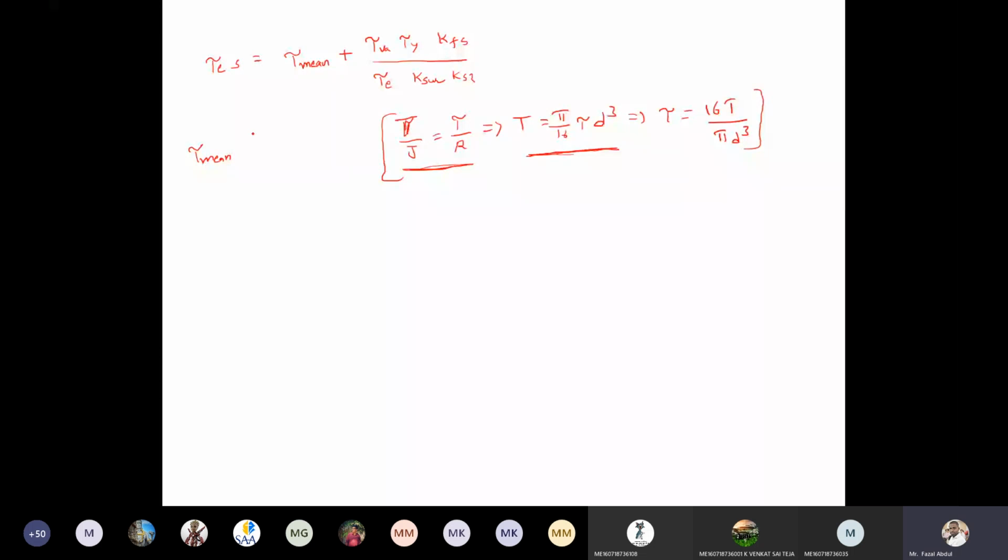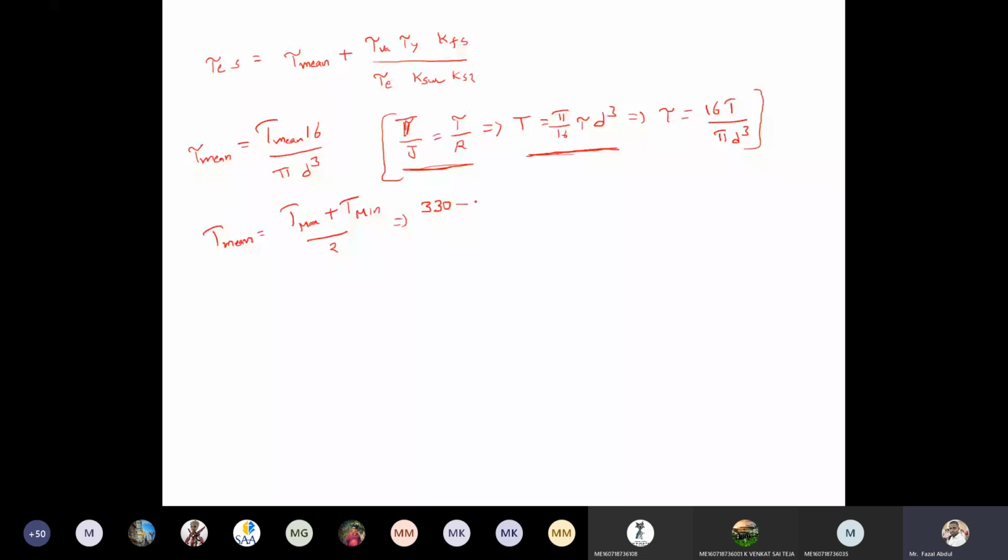So what is mean shear stress? Mean torque into 16 by pi d power 3. What we don't know is T mean. T mean means T maximum less T minimum by 2. How much T max is given in the question? T max is 330 Newton meter and 110 Newton meter is in the anti-clockwise direction. Because of that, instead of writing positive here, I am writing negative 110.